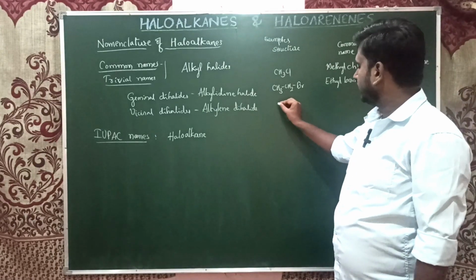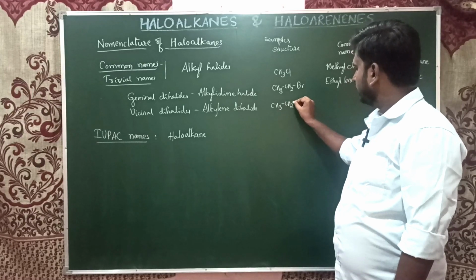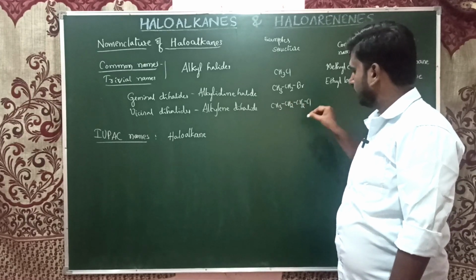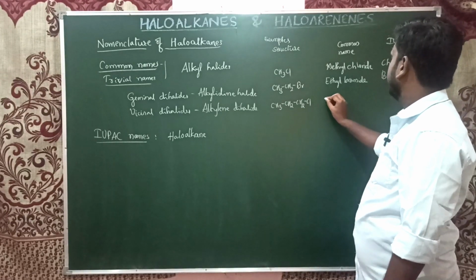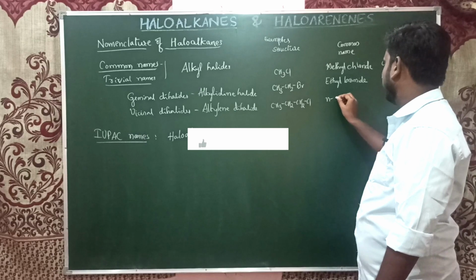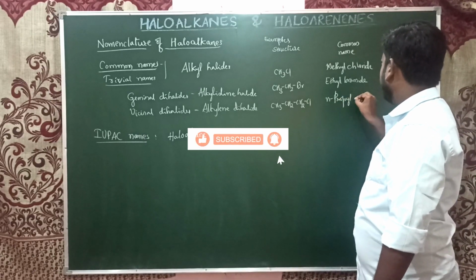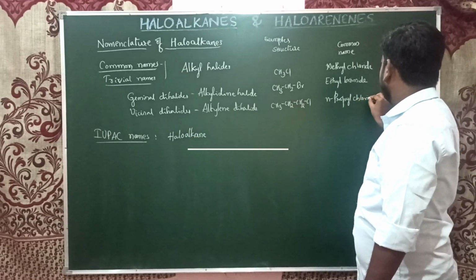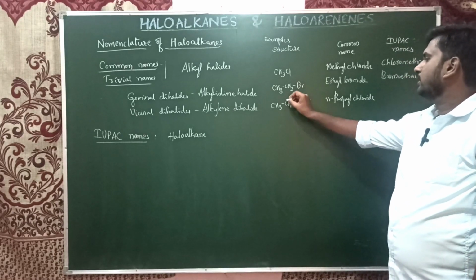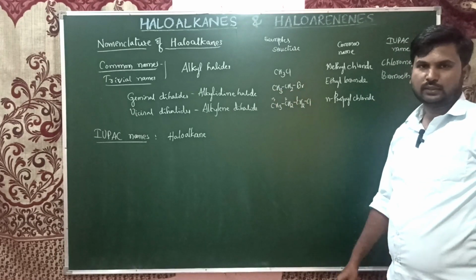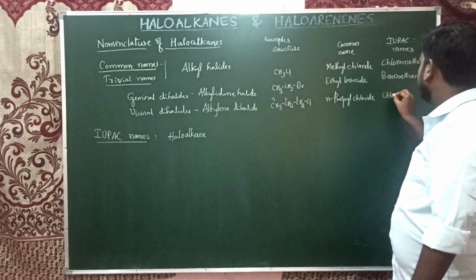When it comes to the three-carbon member, that is CH3CH2CH2Cl, it is n-propyl chloride. The IUPAC name will be: at the first position, the chloride substituent, so it will be written as chloropropane.